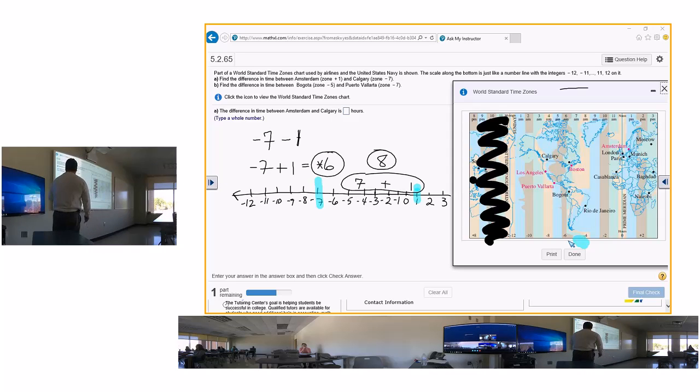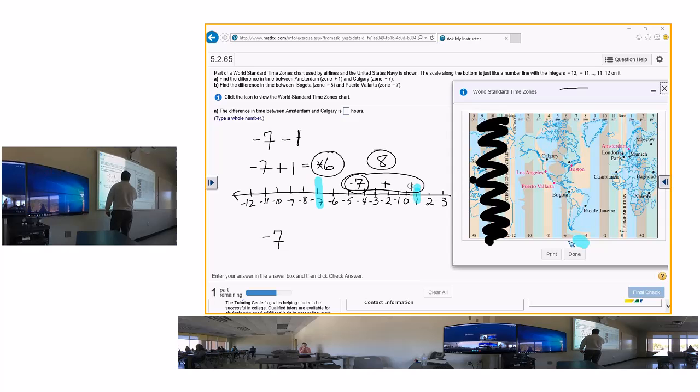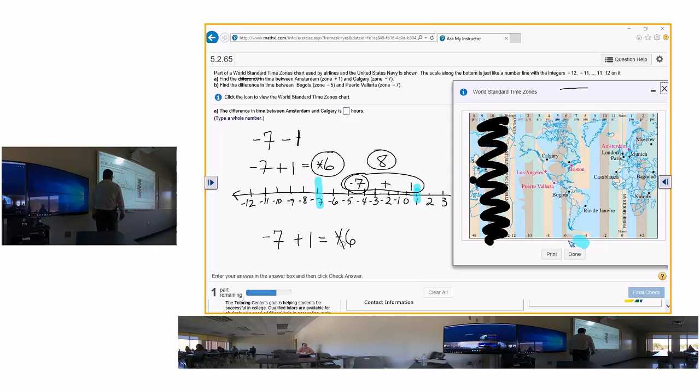You're taking -7, and there's -7 right here, and you're adding 1, because the 1 is positive. And you add those two together. They shouldn't put difference, because difference messes you up. -7 plus 1 is equal to -6. And -6 hours you cannot have. So you can basically say 6.